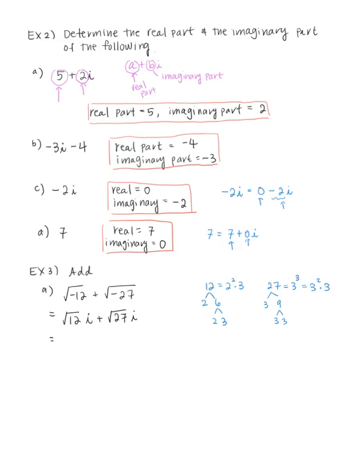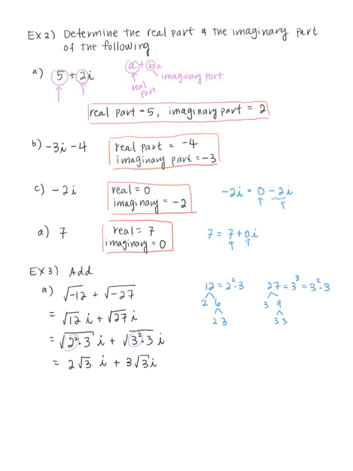Alright, now I'm going to rewrite the square root of 12 as 2 squared times 3, and then i, plus the square root of 27 is 3 squared times 3, and then i. Now I'm going to circle the perfect squares. So what's going to happen here is 2 square root of 3i plus 3 times the square root of 3i.